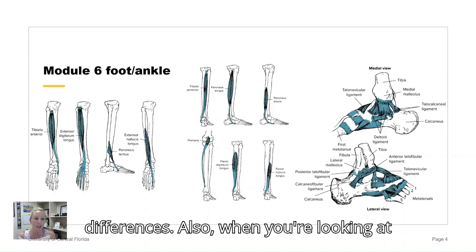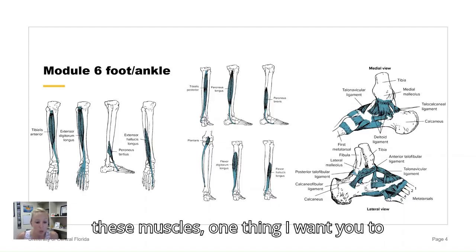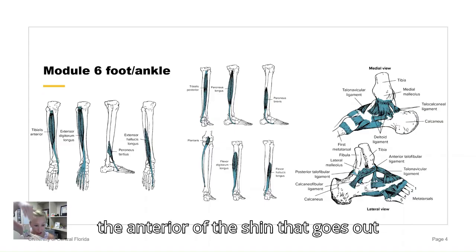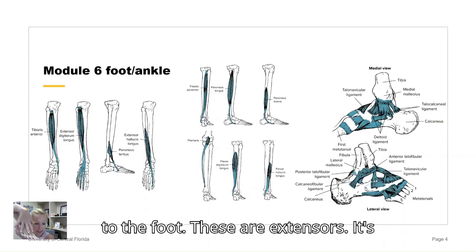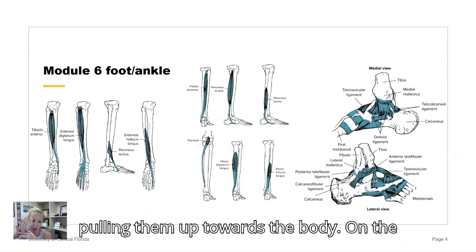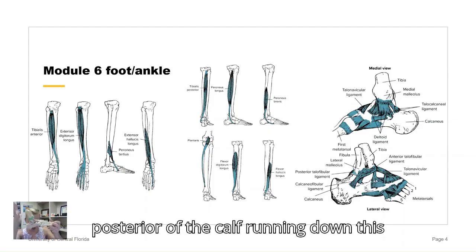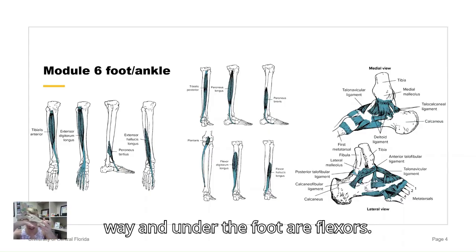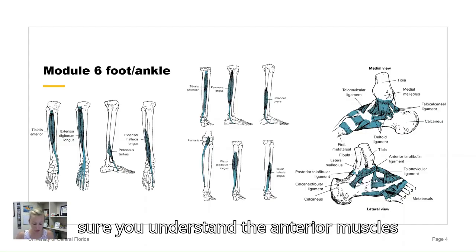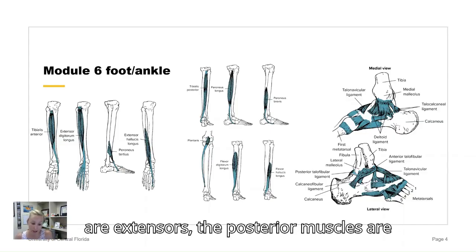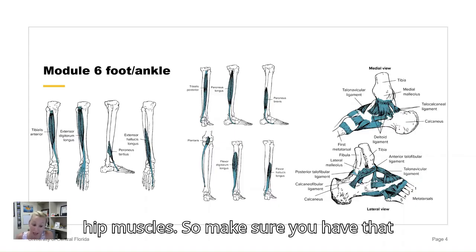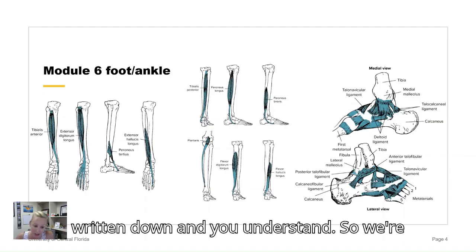Also, when you're looking at these muscles, there's a lot of muscles here, but one thing I want you to take home: the front, the anterior of the shin that goes out to the foot, these are extensors. It's extending our foot, extending our toes, pulling them up toward the body. The posterior of the calf, running down this way and under the foot, are flexors. They're going to be curling our toes and then pulling our foot down. So just make sure you understand the anterior muscles are extensors, the posterior muscles are flexors. And that is a little different when we start comparing it to like the hip muscles. So make sure you have that written down and you understand.